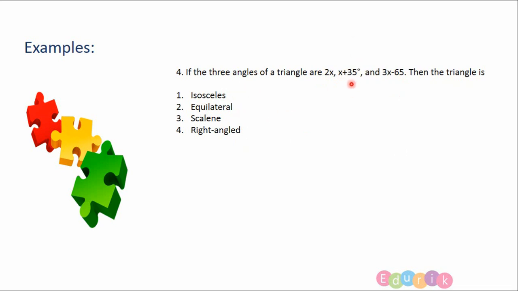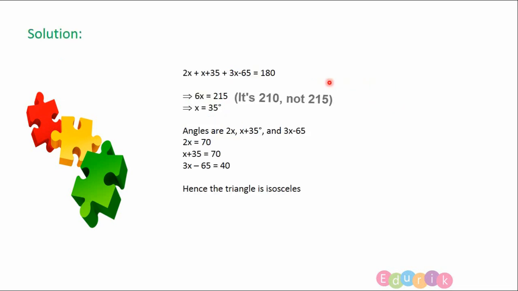Now, how would we proceed in such questions? We know only one thing about the angles of a triangle, that the sum of all the angles is 180 degrees. Now if we add all these three angles, 2x plus x plus 35 plus 3x minus 65, this means that we should get 180 degrees as the sum of all the three angles. So adding all of them up, we will be getting 2x plus x plus 35 plus 3x minus 65 equals 180. We will get x equals 35 degrees on solving this equation.